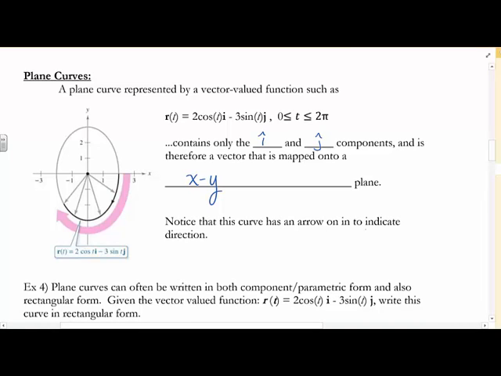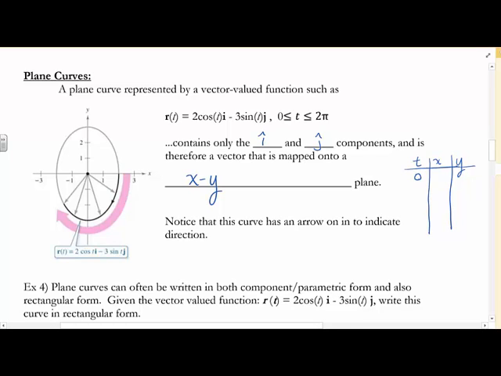Now notice this has an arrow on it to indicate direction. So how does that happen? Well, here's how it happens. You pick values of t. They want values of t from 0 to 2 pi. So here's t, here's x, and here's y.